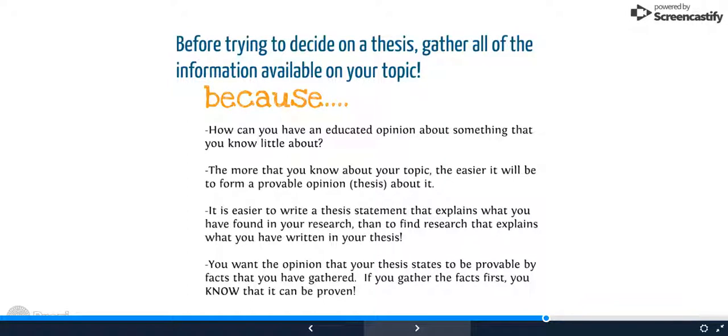And I know that we started off with really broad topics, and this is why we dove into our research before establishing a thesis. And that's okay. That's why we're doing that. You want the opinion of your thesis to be very clear and to state something that you want to claim, and then obviously prove.